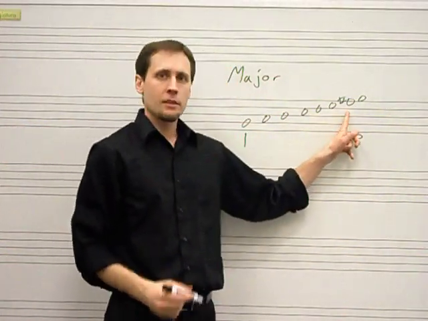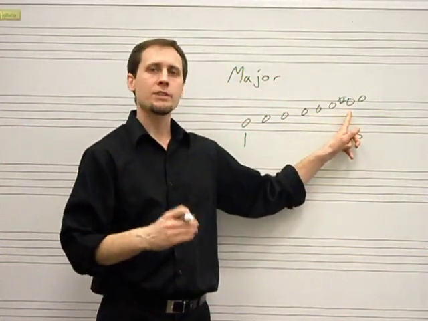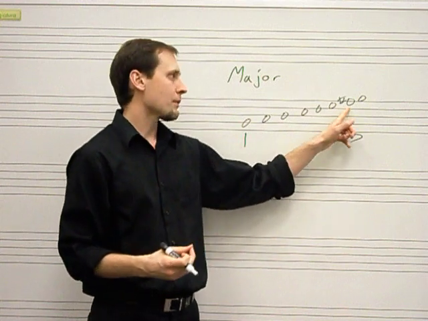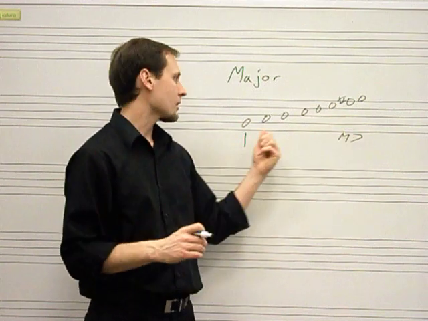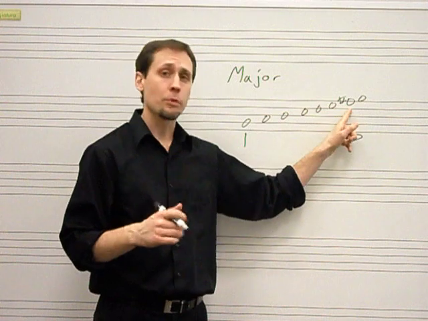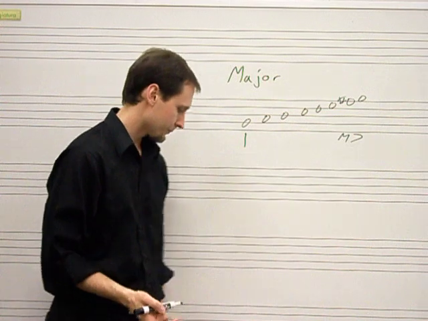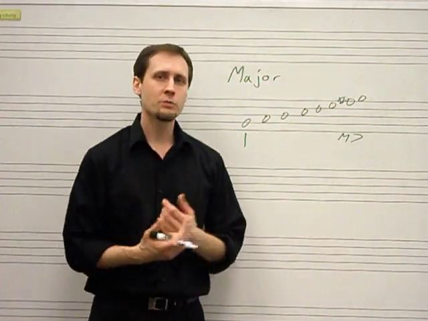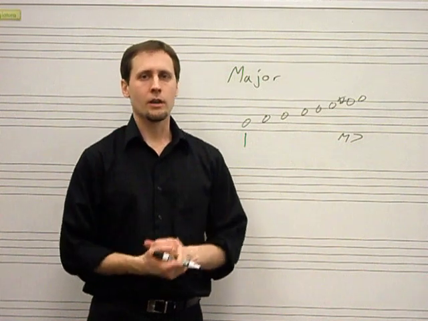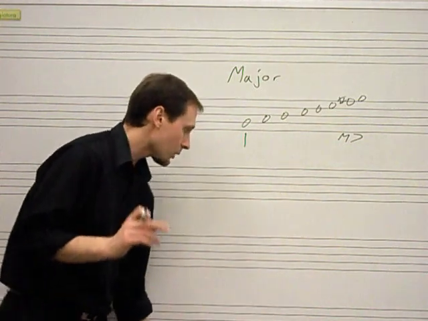G to F is still a seventh, but it's not a major seventh because F natural is not part of the G major scale. F sharp is part of the G major scale. Okay. So you always have to be careful about what you're looking at. Let's do one more example.